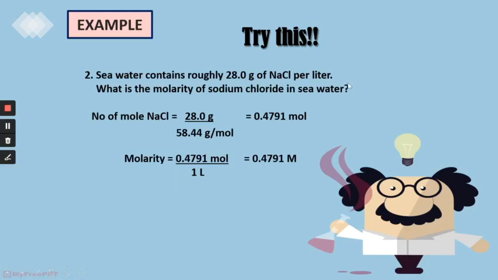So substitute the values into the equation for molarity, which is mole per volume of the solution. The volume of the solution is given here in 28.0 gram sodium chloride per liter, so the volume already given is 1 liter. So you just substitute the values. You'll get the answer, actually mole per liter. It is molar.